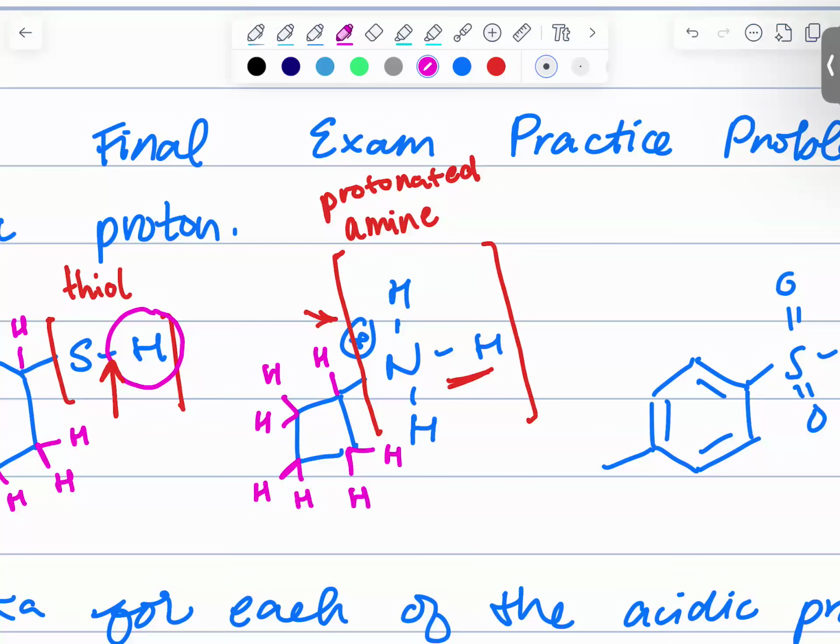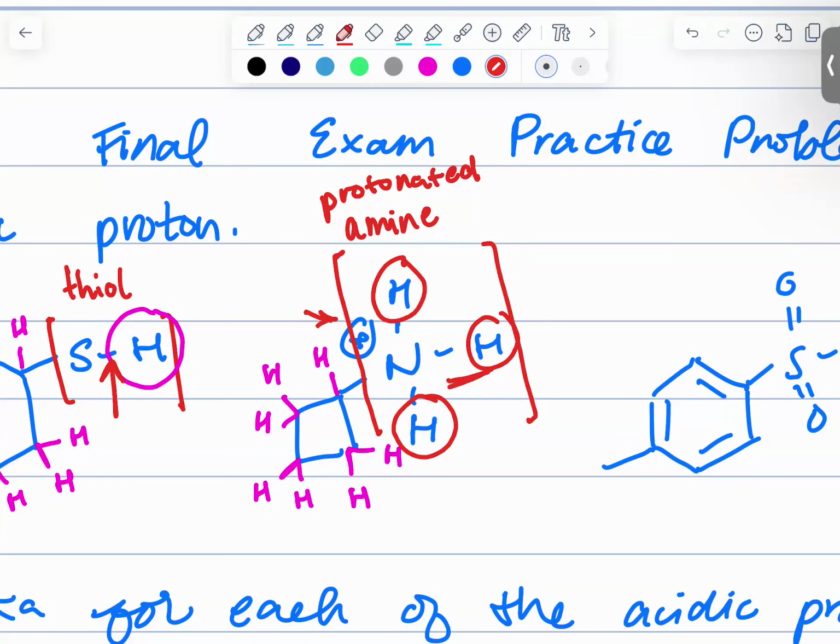So out of all of these, which is our acidic proton? Yes, any of the hydrogens and the nitrogen. You could circle one of them, you could circle all 3 of them, you could circle 2 of them. Any of that combination would be correct.